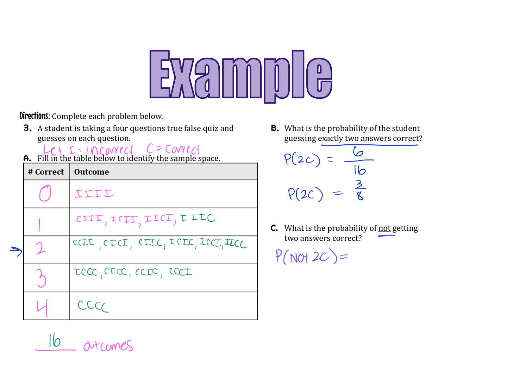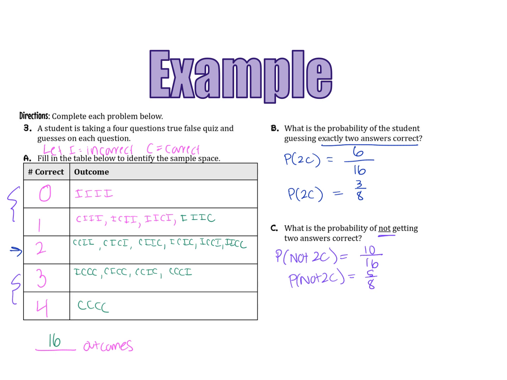First of all, we could just count how many are in all of the other columns. So here and here. If we count how many are in the other columns, we're going to get out of the 16, there are 10 of them that do not have exactly 2 C's. And that is going to simplify the probability of not 2C. If I divide by 2, I'm going to get 5/8.